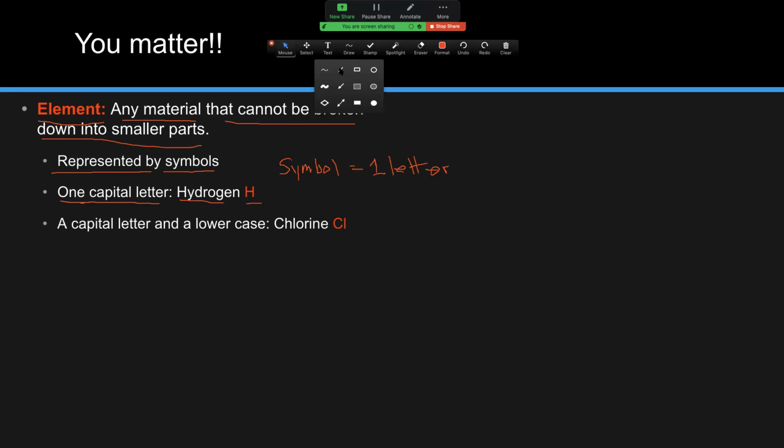If it is two letters, the first letter is going to be capitalized and the second letter is going to be lowercase. This is not CI, this is Cl. This is chlorine. What number is chlorine? I think it's 19, I could be wrong. So one letter is going to be just capital, two letters you're going to have capital and lowercase. Make sure you know that. You're going to be tested on that on your mastery check. Make sure you know all this.